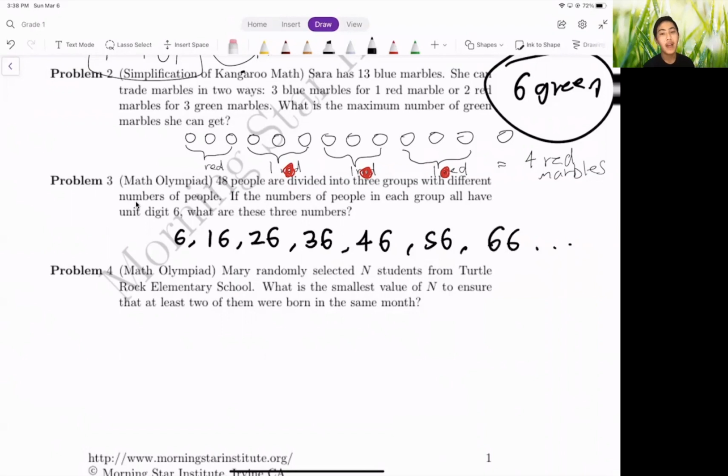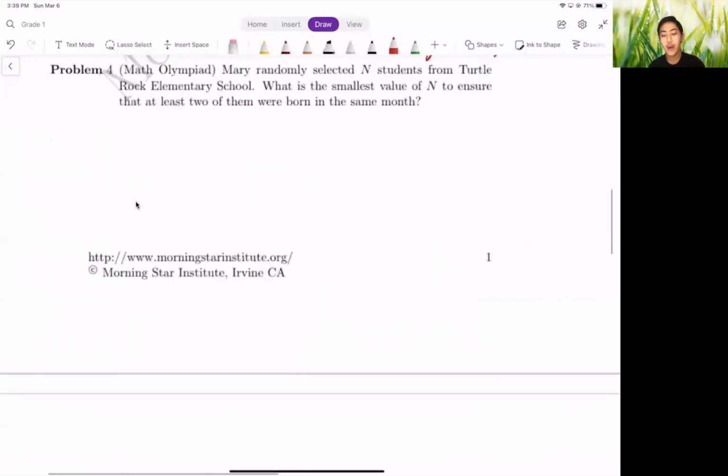These are just some. And let's cross out the ones that we know cannot work. Because it says 48 people, we can cross out, for example, 66 and 56 since that's larger than 48. And we can play around with the numbers. And eventually you should get the 3 numbers that can add up to 48, and that is just 6, 16, and 26. Problem 4.